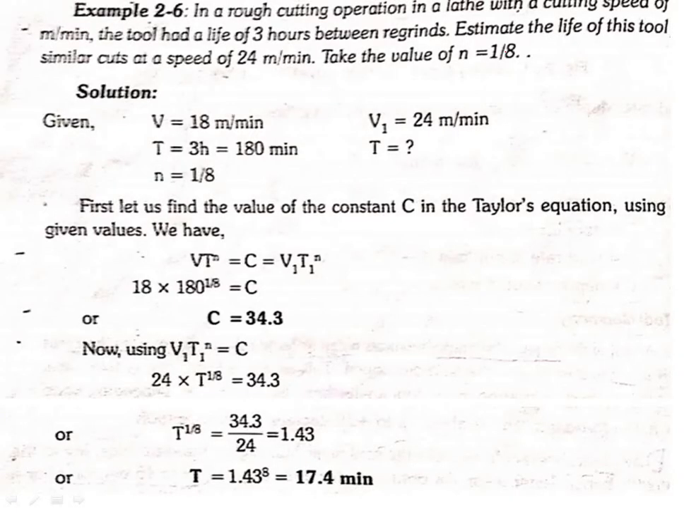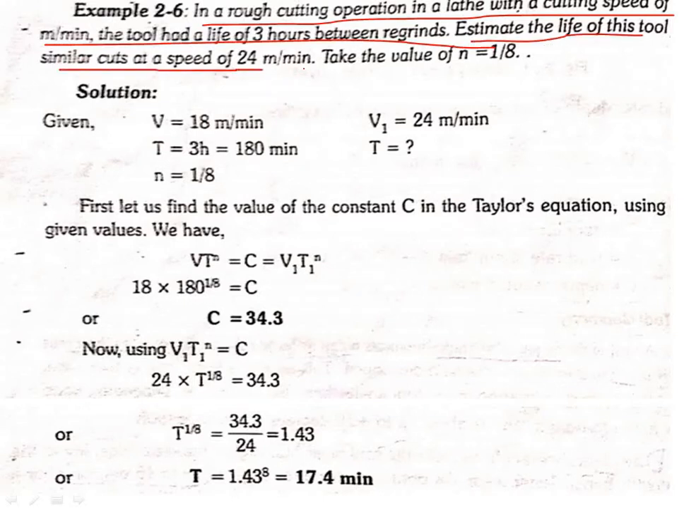Next we'll be discussing the problems. First one: in a rough cutting operation in a lathe with a cutting speed of 18 meter per minute, the tool had a life of 3 hours between regrinds. Estimate the life of this tool for similar cuts at a speed of 24 meter per minute. Take the value of n equal to 1 by 8.